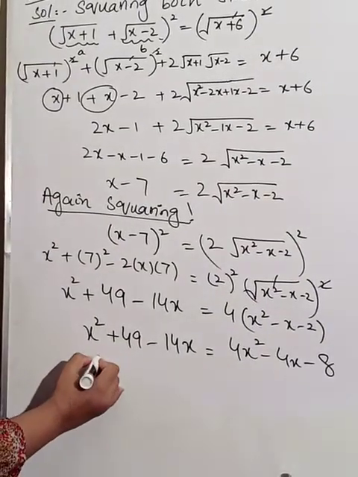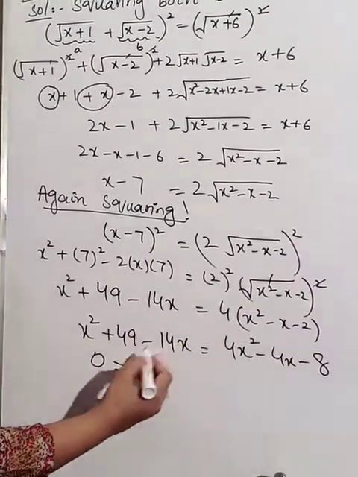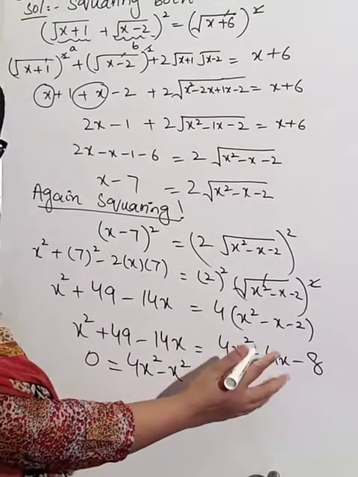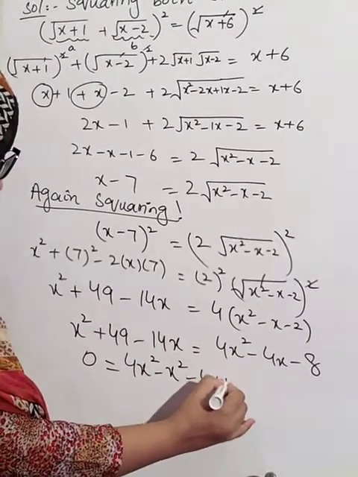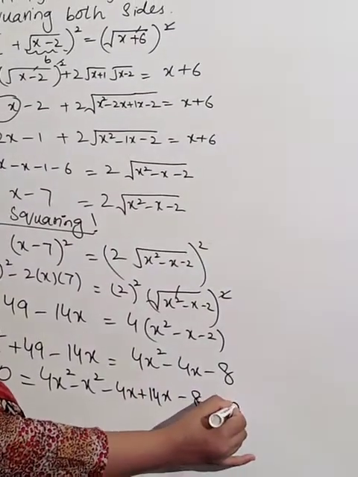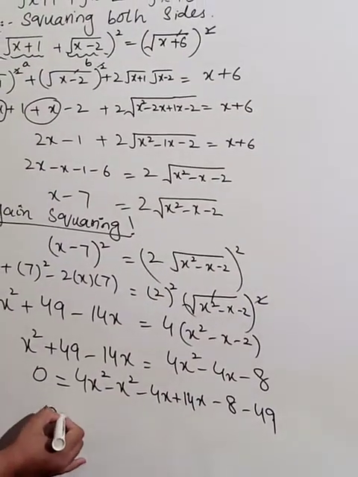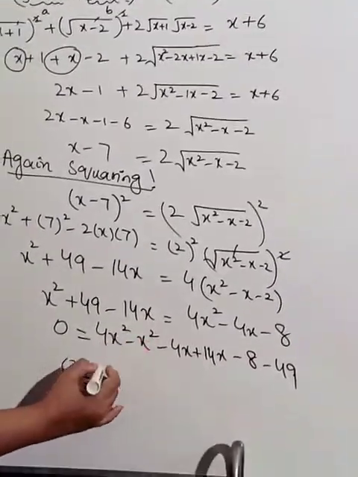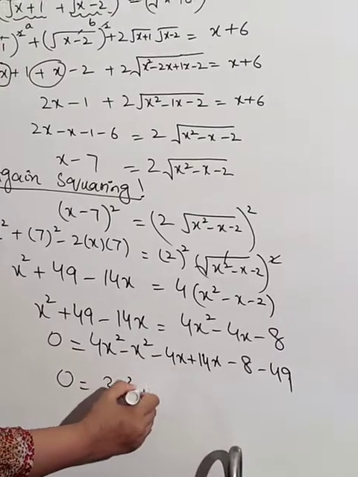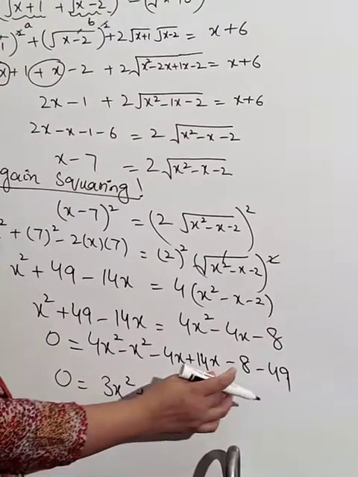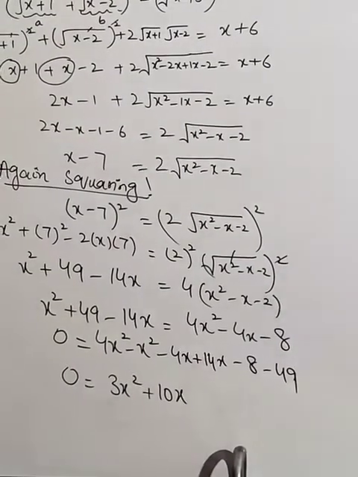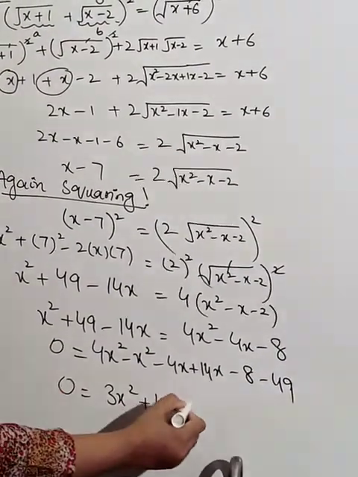If I shift it to the other side, it would be 4x square minus x square, it would be minus 4x plus 14x, it would be minus 8 minus 49. I am left with the answer 4x square minus x square, that is equal to 3x square. 14 minus 4, that is plus 10x, minus 8 minus 49. That will become minus 57.